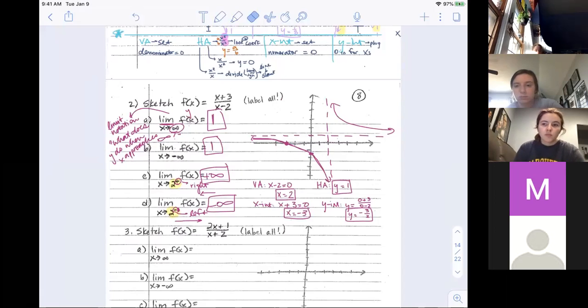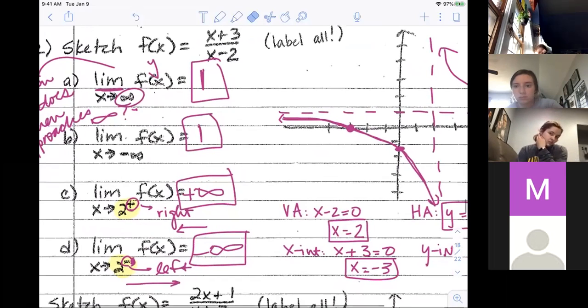Why is letter C infinity? Can you explain that again? Yeah, so why is letter C infinity? So we're getting closer to x is 2.